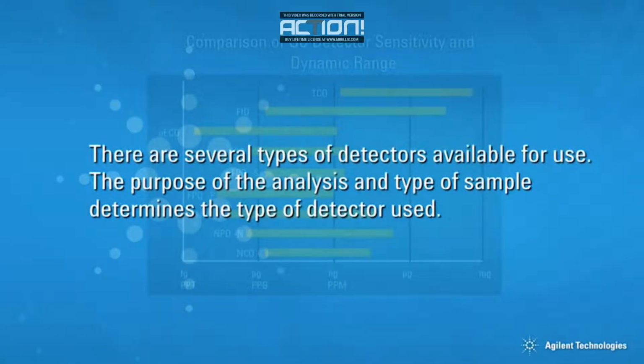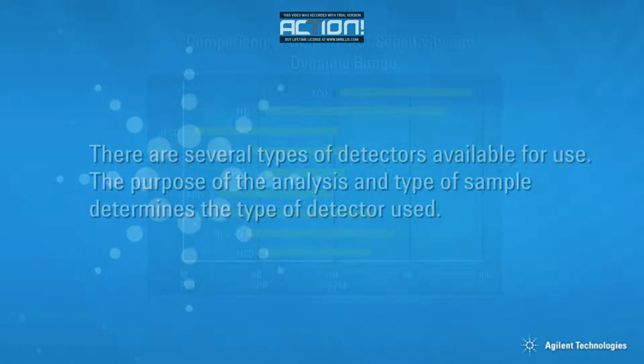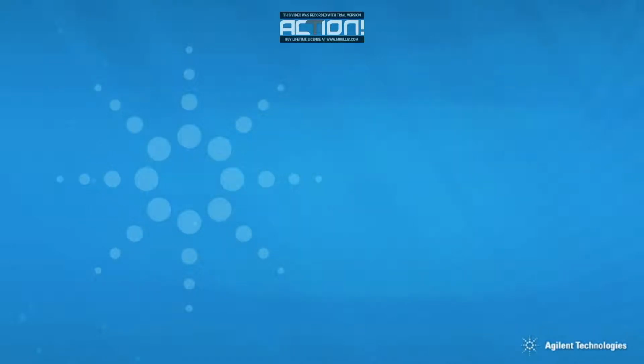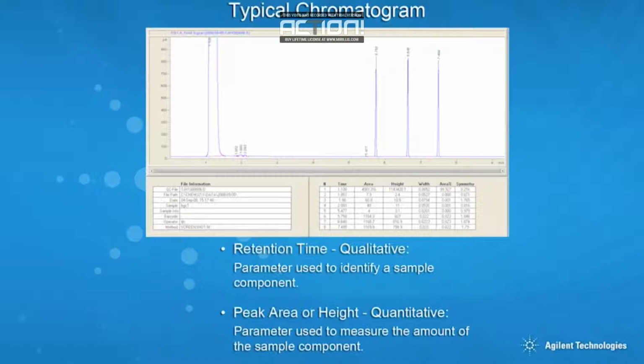There are several types of detectors available for use. The purpose of the analysis and type of samples determine the type of detector used. GC peak times really do tell the whole story of the composition of the sample being analyzed. A typical chromatogram is shown.